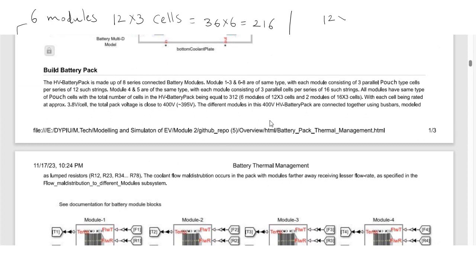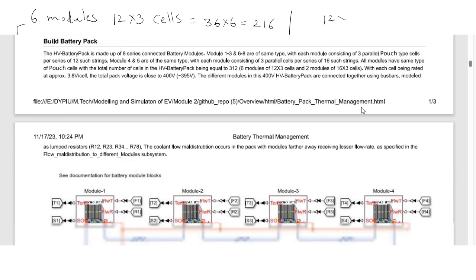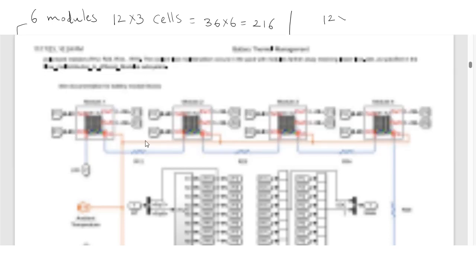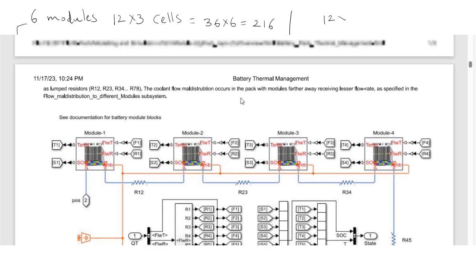Now, how are these modules connected? The different modules in this 400 volts HV battery pack are connected together using the bus bars. Bus bars are modeled as a resistance. Actually, these are connected with the bus bars here, but for design purposes, we are taking the bus bars as resistors here.